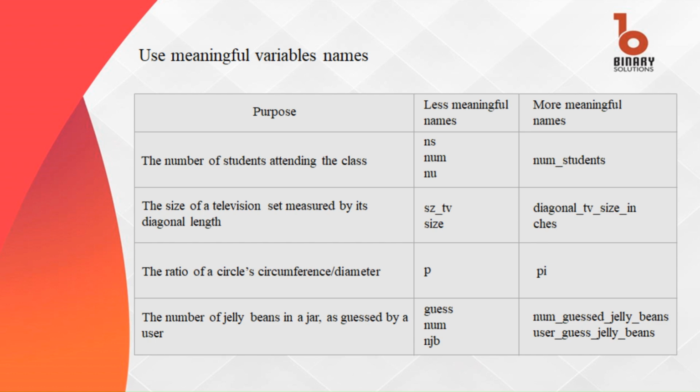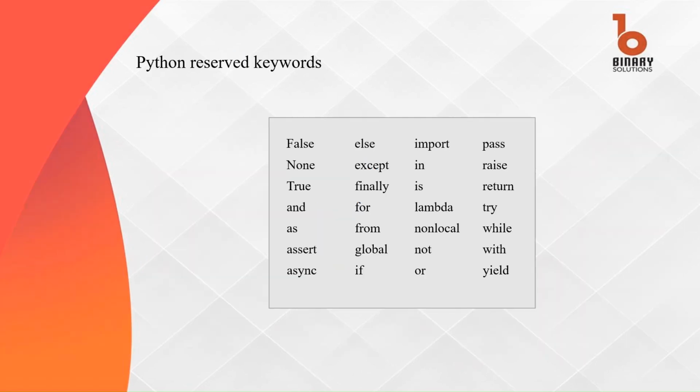So, always use meaningful descriptive names for your identifiers. It makes your code easier for both you and others to understand and work with. Python has reserved words or keywords with specific meanings in the language.